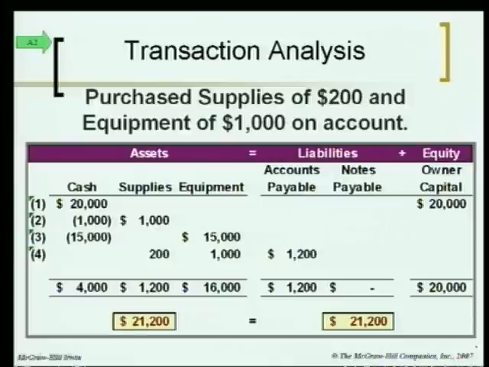How does that look? Well, look on line 4. Supplies goes up by 200. Equipment goes up by 1,000. And accounts payable also goes up by 1,200. Now, sometimes people get this confused as far as whether it should be plus or minus before these numbers. Well, think about it.